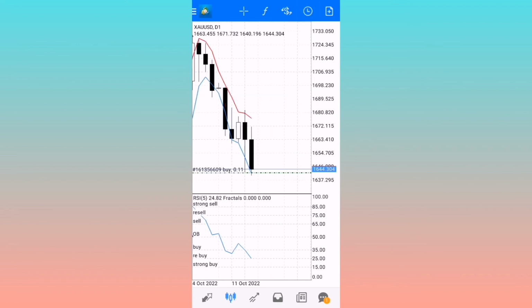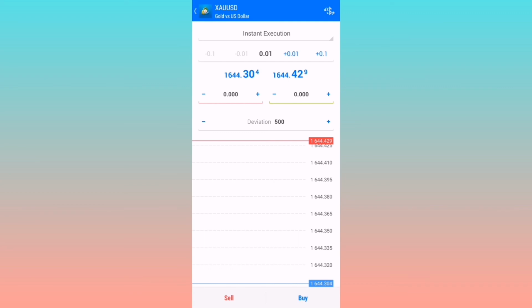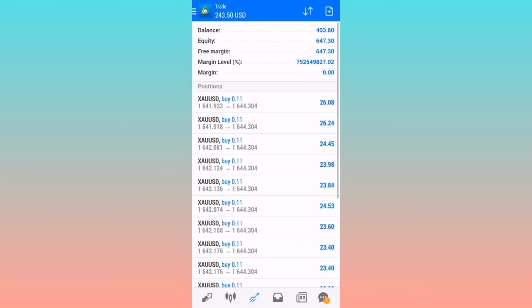Last tip, guys, for those who are using Pro accounts at Exness, please set your deviation at 500 to have a better experience in executing your trades.